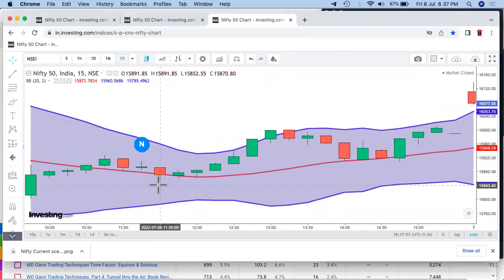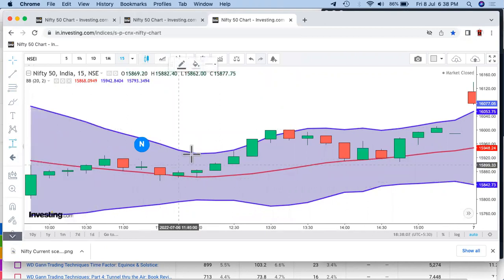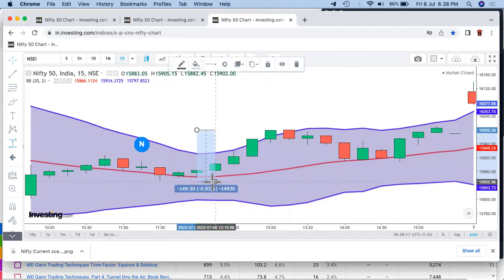Again, for this very critical, I need to have a confirmation on the basis of Fibonacci. Once you have that, things become much easier. So what I'll do is, I'll take my price range, I'll go to the top part. So this is my top, and I'll come to the bottom part, right? And what I'm getting is 149 points from the bottom part.